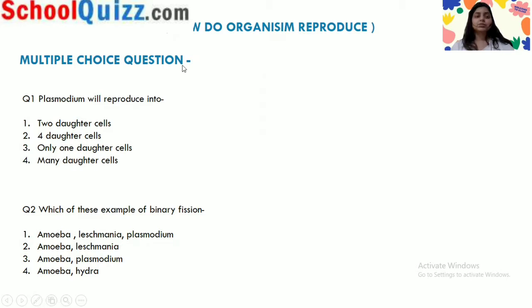Tell me, plasmodium is the example of which reproduction? Yes, it is the example of asexual reproduction. And which type of asexual reproduction? Yes, the plasmodium is an example of multicellular reproduction. Multicellular asexual reproduction. So what will be the answer?